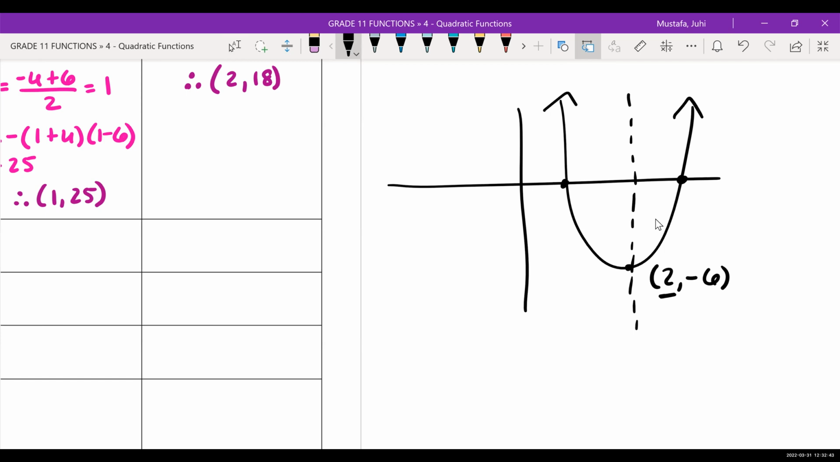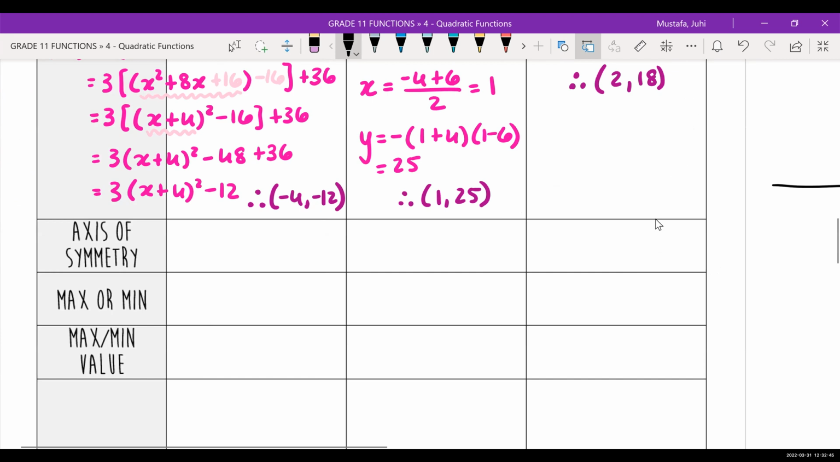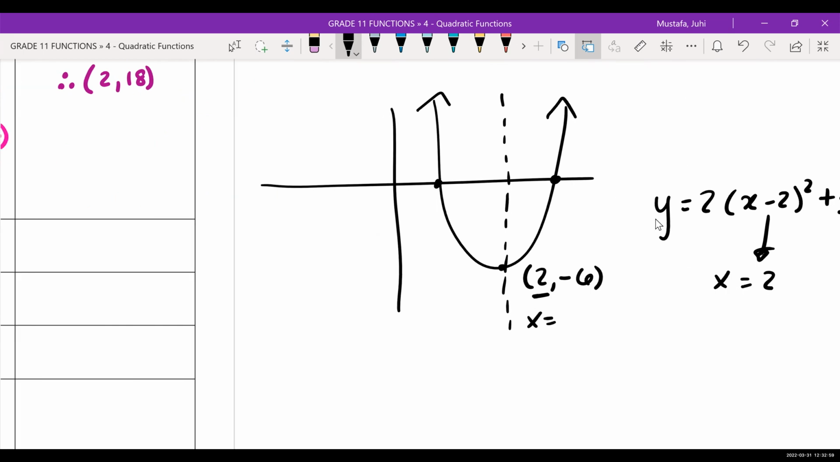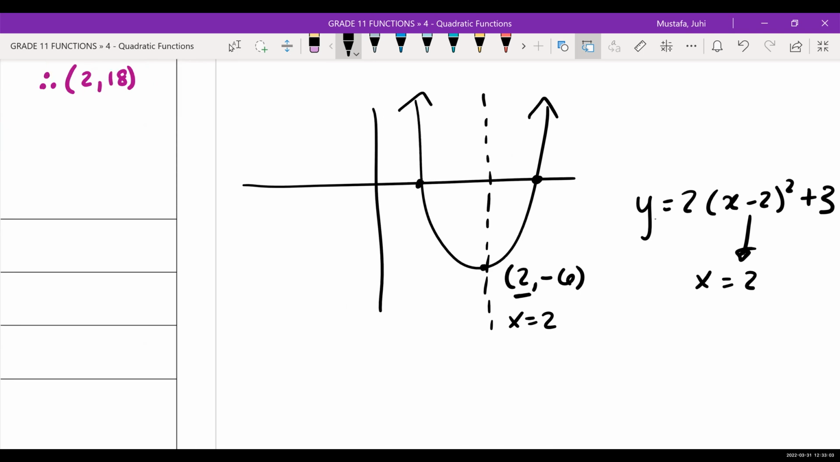Okay. Another way to figure it out is if something is in vertex form, like y is equal to 2(x minus 2) squared plus 3, the axis of symmetry can be found just by looking at what's inside the bracket and solving for it. So it would be x is equal to 2 in this case, and for this question, it would also be x is equal to 2. Okay, so if you have the vertex, it's just the x value. If you have the equation, it's just whatever's inside the bracket.